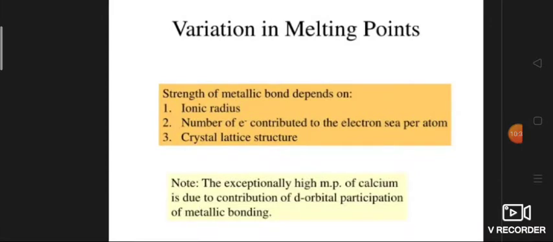The strength of the metallic bond depends on ionic radius, the number of electrons contributed to the electron sea per atom, and crystal lattice structure. The exceptionally high melting point of calcium is due to the contribution of d orbital participation in metallic bonding.